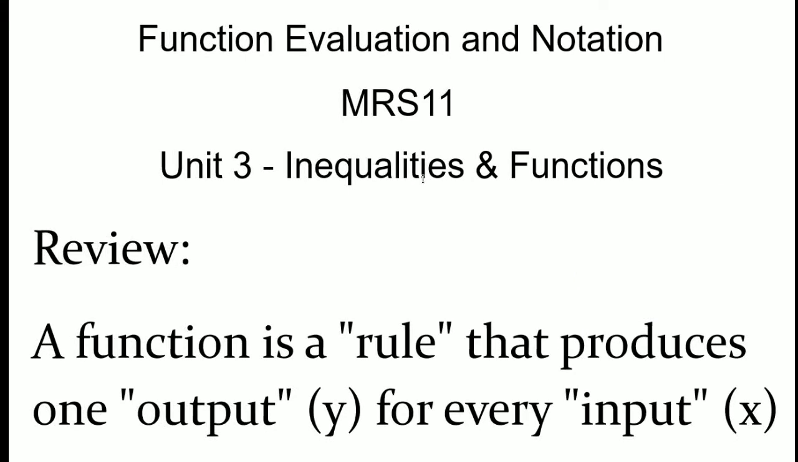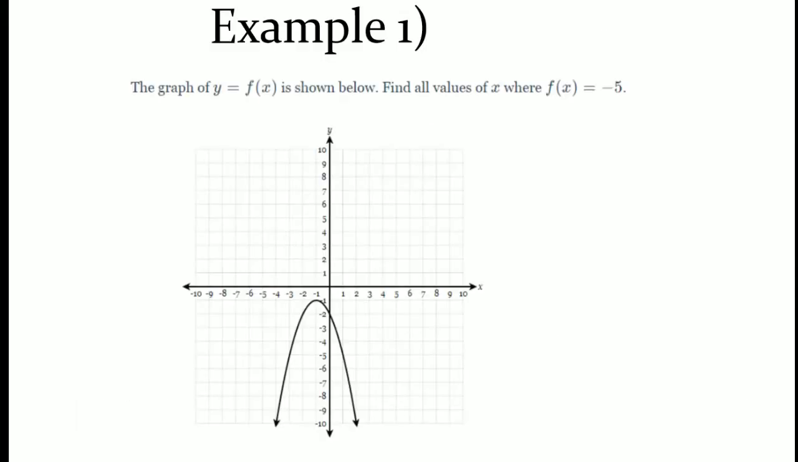So, in the previous lesson, you learned about what a function is and some function notation. Just a quick review: a function is a rule that produces one output, or y value, for every input, or x value. The set of outputs is called the range, and the set of inputs, the x values, is called the domain. These domains and ranges and all of the different pairs of x and y values can be displayed on a graph, like this one here.